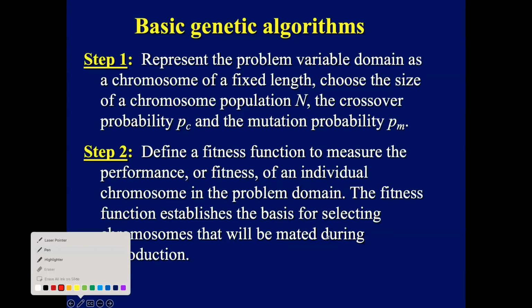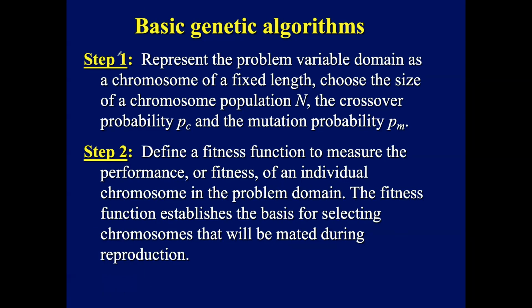But if it's not, we shall now continue to generate another population. So let's talk about each of those steps in more detail. Here, we are going to describe the major steps of the basic genetic algorithm. So in the first step, step number 1, we have to work on representing the problem variable domain, okay? We must come up with a representation for the problem variable domain in terms of chromosomes.